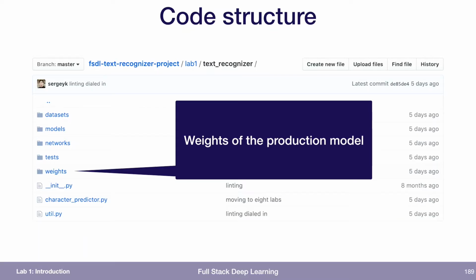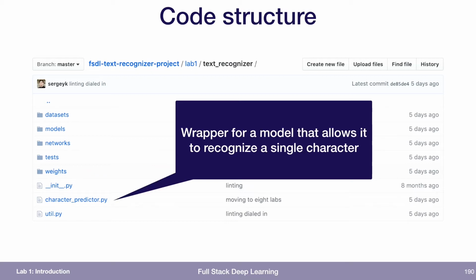And then finally, there's a weights folder. This just contains the weights of whatever version of the model we're using in production right now. There's a couple of other files here. One is character predictor, which is really just a wrapper for a model that allows it to recognize a single character. Typically, the models will be used in a batch setting, like when you're training them. So this is a lightweight wrapper that lets you take a single image in and serve up a single prediction, which is the function that will be used in production. And then there are some utilities.